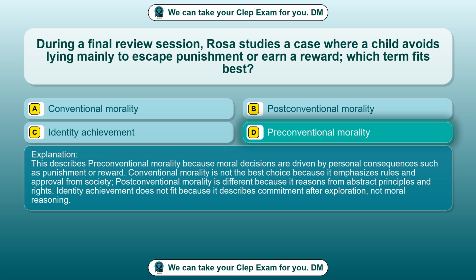Post-conventional morality is different because it reasons from abstract principles and rights. Identity achievement does not fit because it describes commitment after exploration, not moral reasoning.